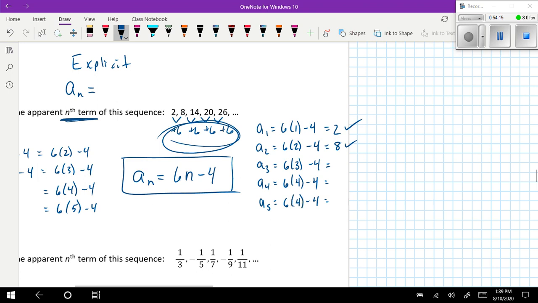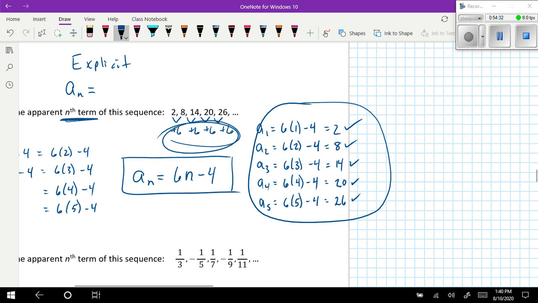So 18 minus 4 is 14, 24 minus 4 is 20, and yes, I need to put a 5 in here, not a 4. 6 times 5 is 30, minus 4 is 26. So all of these work. So I would need this work from you, okay? If your thought process is in your head and you can't explain it to me well enough, then you're going to have to show me the guess. Here's your guess, and here's your check, okay?